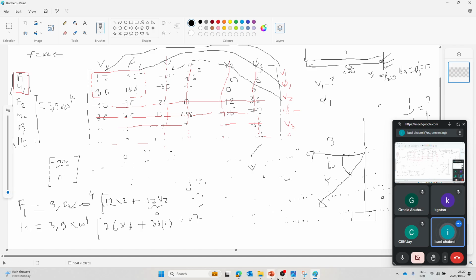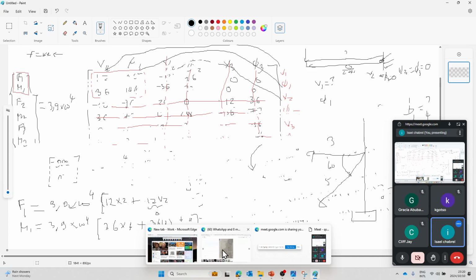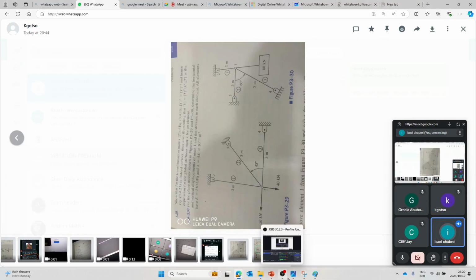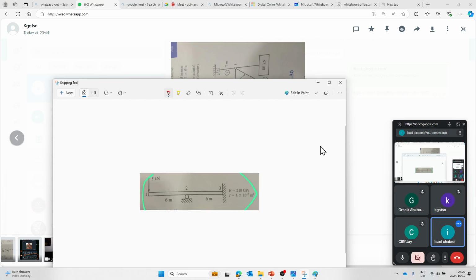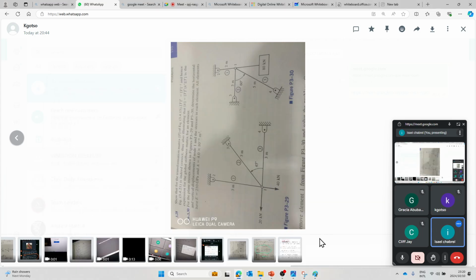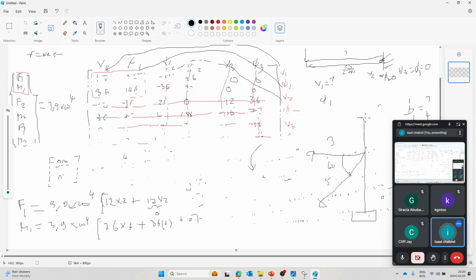What do you have on top here? Let me see. You have also a fixed point. Guys, this problem is easy. This is a fixed point, Mr.